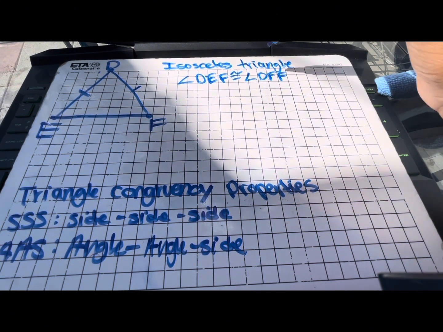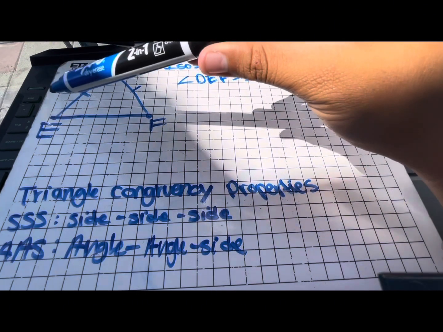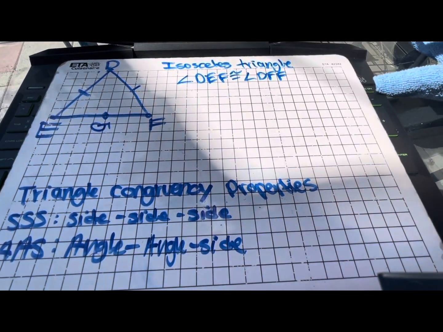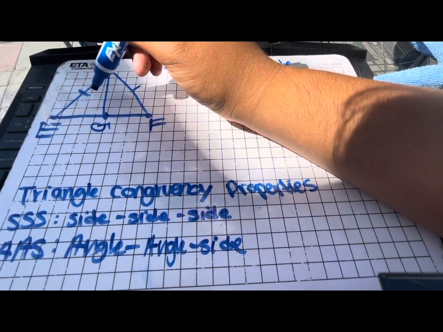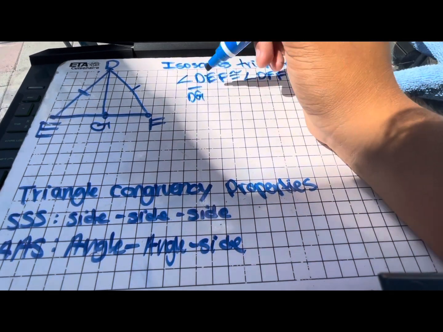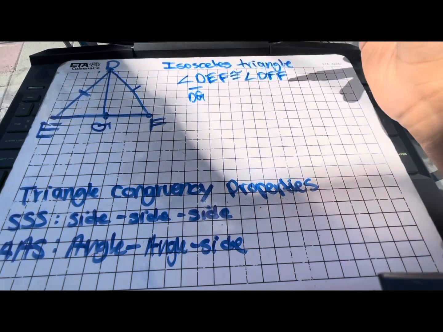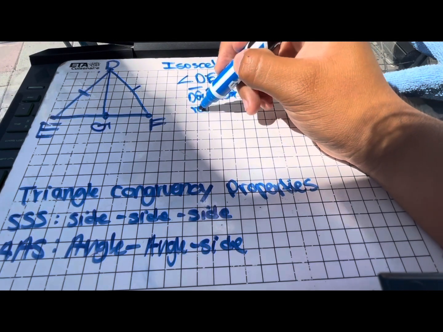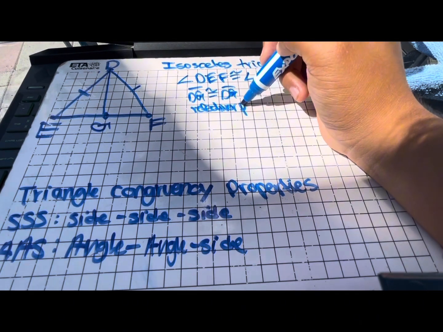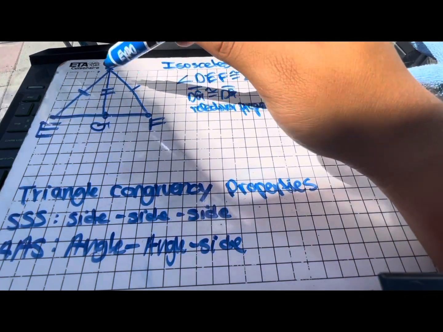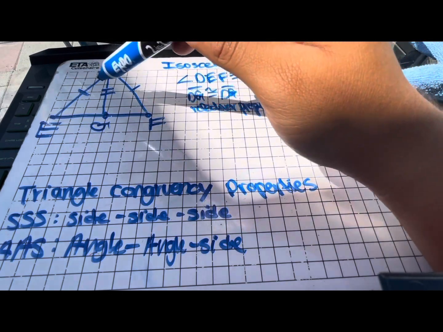Alright, so the first step of making this into two triangles is by making a midpoint on the line EF. We will call the midpoint G. From there, we can draw a line straight from G to D. Line DG is shared between these two triangles, which is called the reflexive property. Because this is shared between the two triangles, we know that it is congruent.